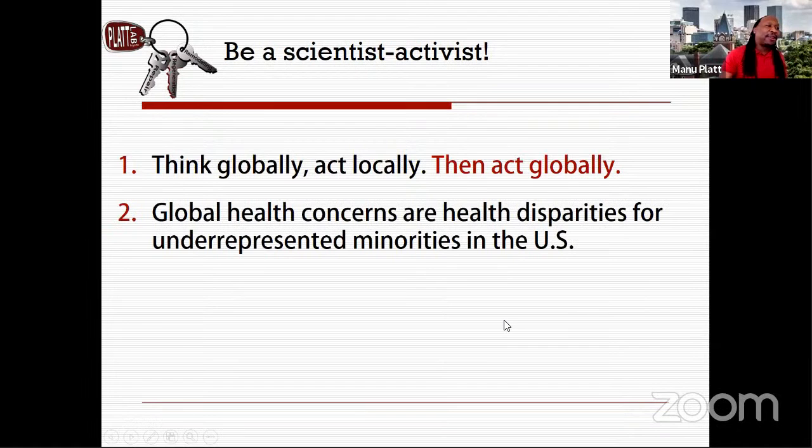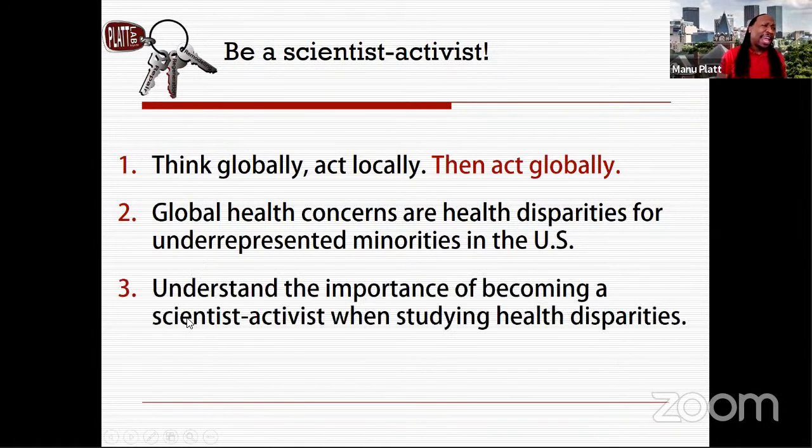But I think it's again important to remember that global health concerns are health disparities for underrepresented minorities in the United States. And I really started to learn this when I was in the HIV/AIDS research world, where they wouldn't want to talk about the US, but some of the HIV/AIDS rates that they were focusing on in developing countries were the same rates for African Americans here at home. And again, understand this importance of being a scientist activist when studying health disparities to make sure you can communicate with the different groups that these things might be impacting.